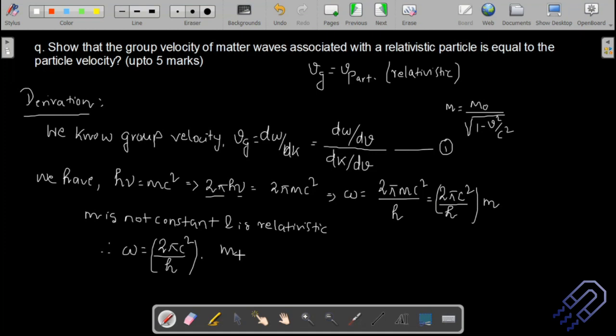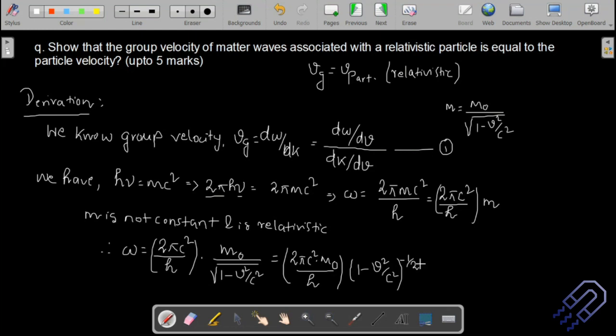M is m naught divided by root over of 1 minus v square by c square. So it's all mechanical because you know the formula, so you can easily put it and do your calculations. So I can write it down as 2 pi c square into m naught divided by h. Now this m naught is constant because this is the rest mass. Rest mass is always constant. And this is 1 divided by this, so I can just take it in the numerator. It will be 1 minus v square by c square, whole thing to the power minus half.